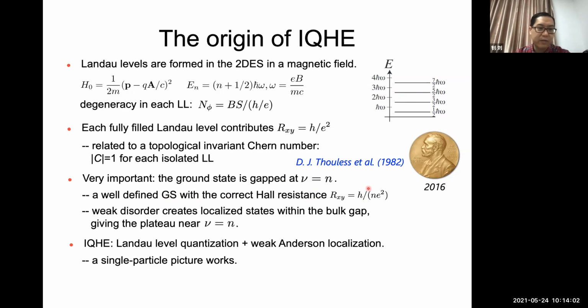And we can further show that if we add disorder in the sample, then disorder can create localized states within this gap. Then if we tune the filling factor slightly away from the integer filling ν equal to n, the newly added electrons occupy localized states, so the Hall conductance doesn't change. Then we have the plateau near integer fillings. So now you can see that the integer quantum Hall effect is just a result of Landau level quantization and the weak Anderson localization in the sample. So a single particle picture works.